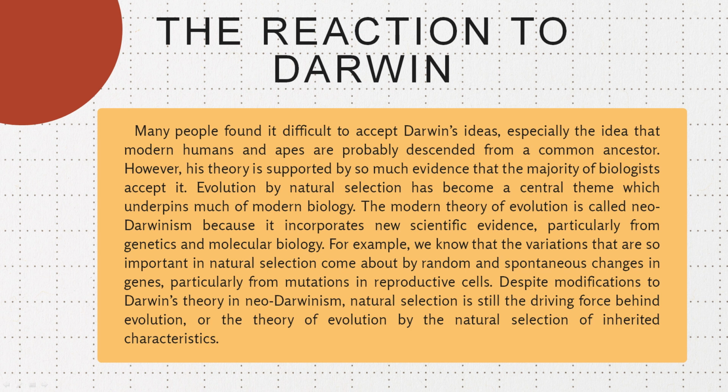The modern theory of evolution is called Neo-Darwinism because it incorporates new scientific evidence, particularly from genetics and molecular biology. For example, we know that the variations that are so important in natural selection come about by random and spontaneous changes in genes, particularly from mutations in reproductive cells. Despite modifications to Darwin's theory in Neo-Darwinism, natural selection is still the driving force behind evolution, or the theory of evolution by the natural selection of inherited characteristics.